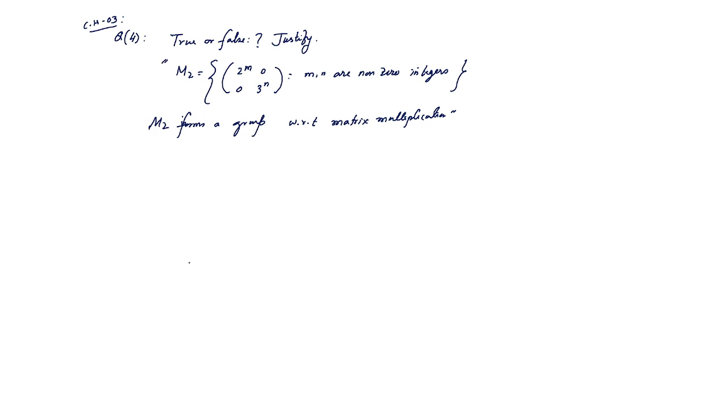We know that if a non-empty set forms a group with respect to some binary operation, it satisfies the closure property, associativity, existence of identity and existence of inverse. If one of the properties does not hold, then we can conclude this is not a group. So what is our M2 here? M2 equals all those matrices of the form [2^m, 0; 0, 3^n], where m and n belong to Z minus 0, because it is said they are non-zero integers.